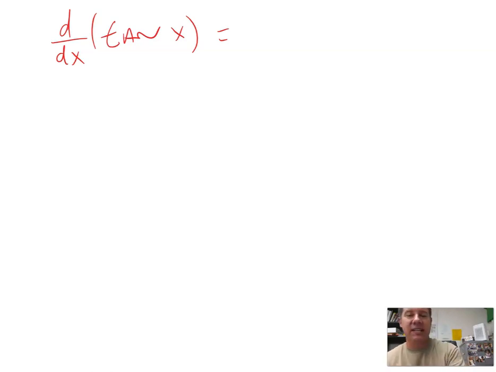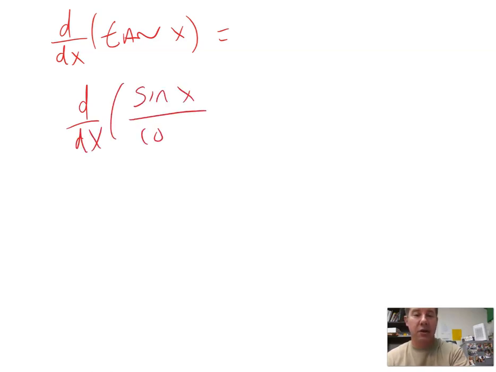However, I'm going to do this slightly differently this time. I'm going to come to an informal proof of the derivative of tangent x, and I'm going to do that by just redefining tangent x as sine x over cosine x. Okay. Now, if I want to take the derivative of tangent x, sine x over cosine x, I have to use the quotient rule.